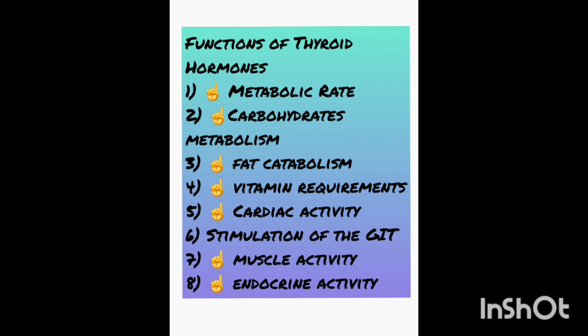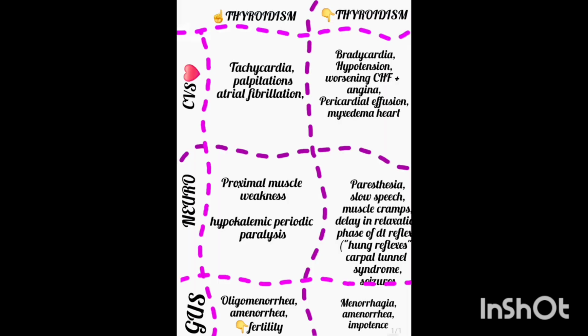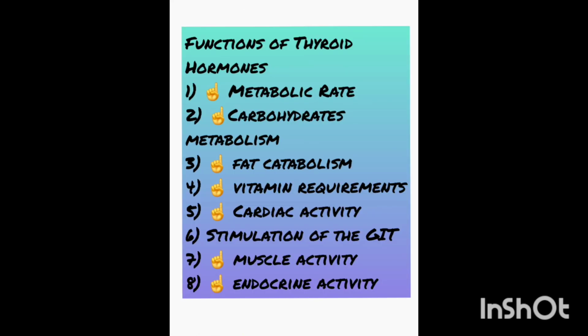Then we also have increased cardiac activity, which means in hyperthyroidism, we're going to find ourselves experiencing tachycardia, palpitations, atrial fibrillation. You can have a tachycardia, like they can give you a patient with a heart rate of 125, 130, things like that. In hypothyroidism you get a bradycardia, like a heart rate of 45, hypotension, worsening congestive heart failure, angina, pericardial effusion, and myxedema of the heart. So that's the other thing.